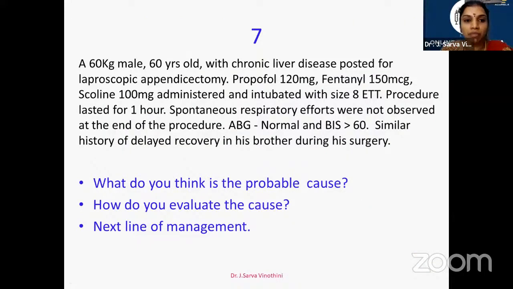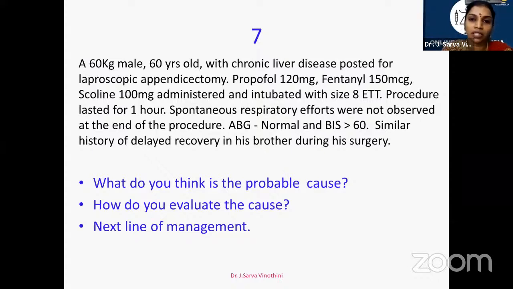A 60 kg male, 60 years old, with chronic liver disease has been posted for lap appendicectomy. He's been administered propofol, fentanyl, and 100 mg of succinylcholine. Has been intubated. The procedure lasted for 1 hour. Spontaneous respiratory efforts were not observed even at the end of the procedure. The ABG and the BIS were normal. Similar history of delayed recovery has occurred in his brother during his surgery. What do you think is a probable cause, and how do you evaluate the cause? What will be your next line of management?